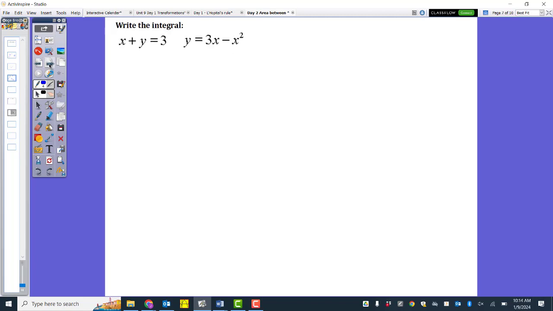We could do one like this, where I'm just asking you to write the integral but not solve. All right, so we could find where they intersect, write the integral, and not solve it. There's not much variety to these. I just wanted to give you some examples of problems you might see and the general steps to find it.